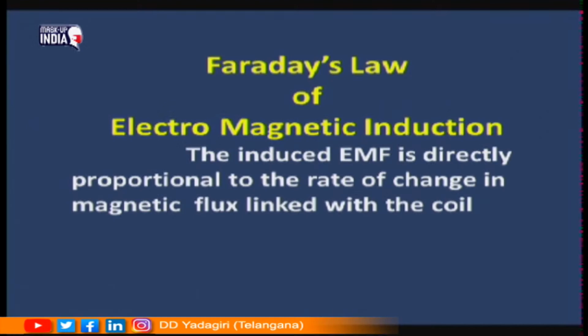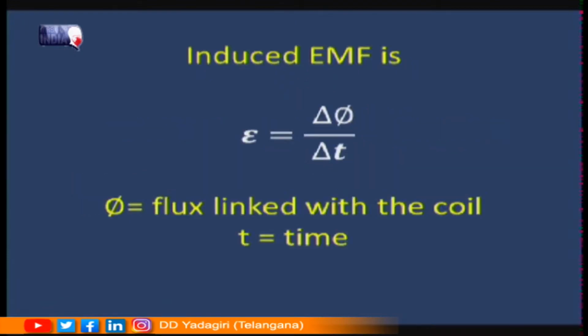Faraday's law of electromagnetic induction says the induced EMF is directly proportional to the rate of change in magnetic flux linked with the coil. The induced EMF is given by delta phi by delta t, where phi is the flux linked with the coil and t is the time.